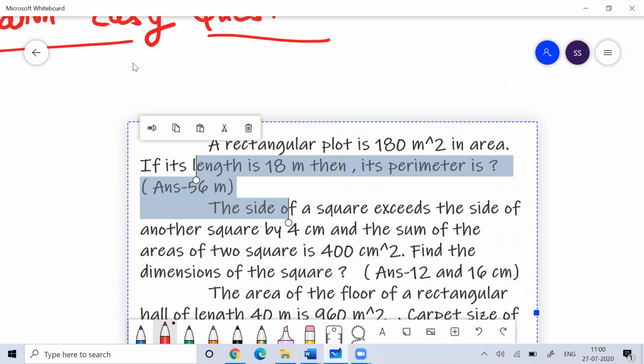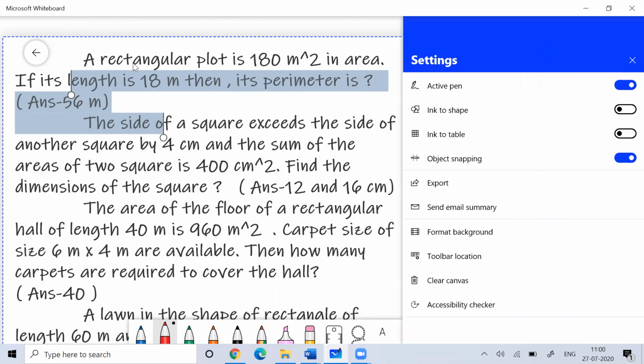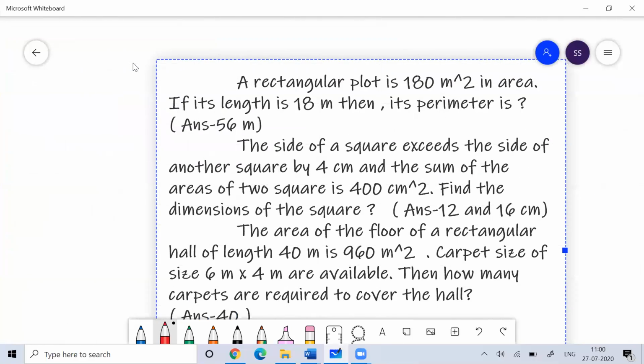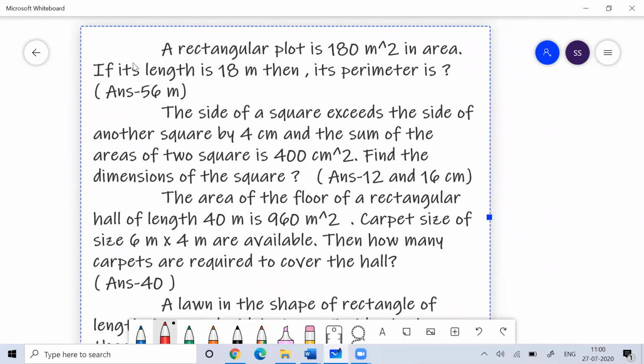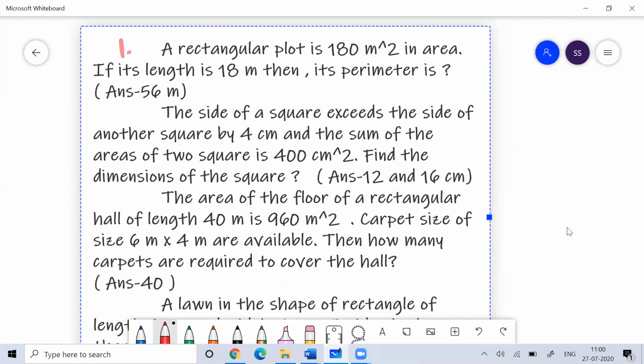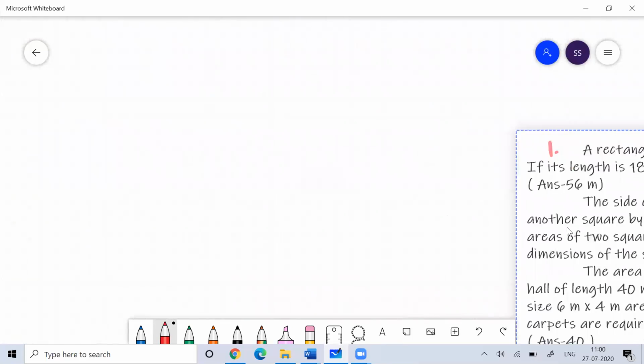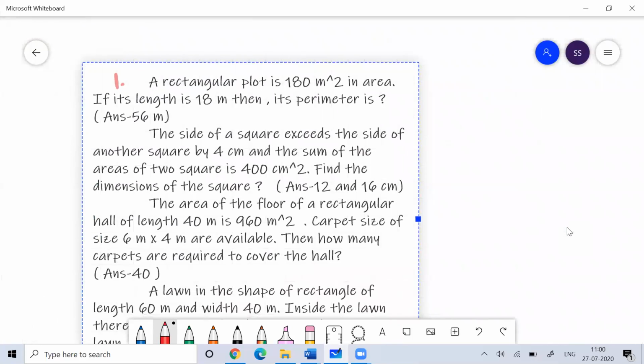You can see this. So suppose this is the question. Suppose this is question number 1. You can see this question number 1.